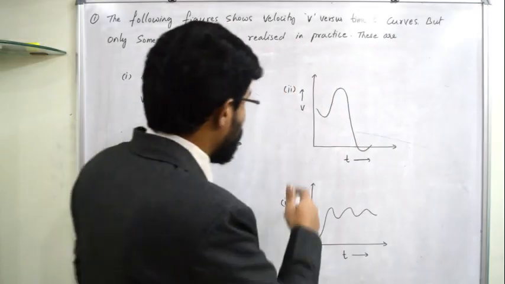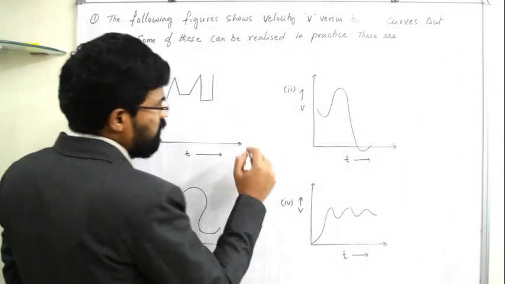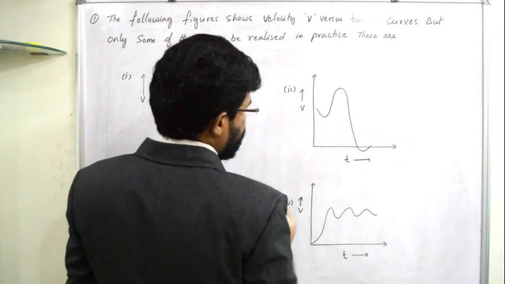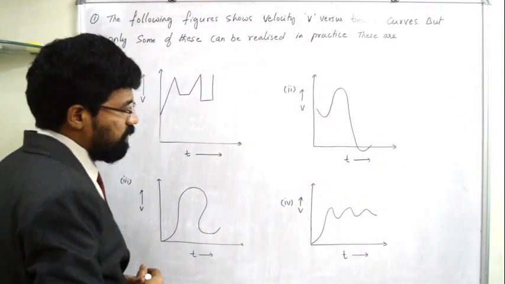Okay, now let us have a look at the second one. Here what is happening? Velocity is decreasing. Okay, it's not uniform variation in the velocity.